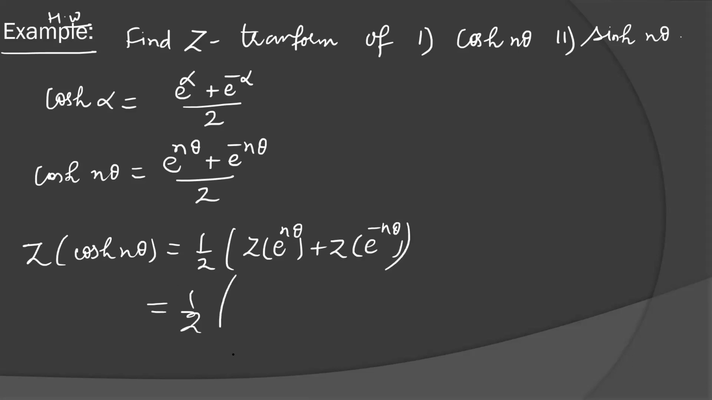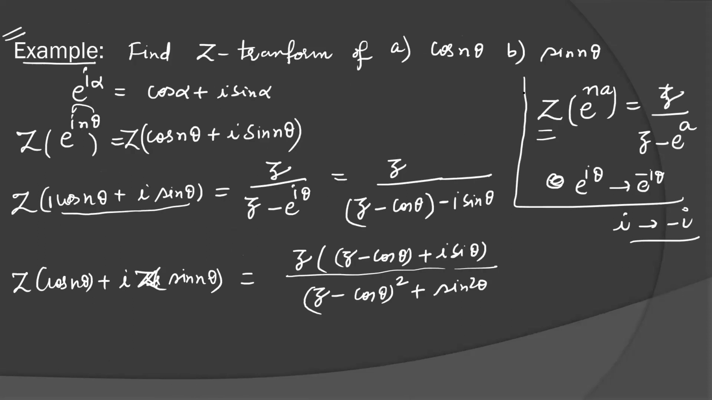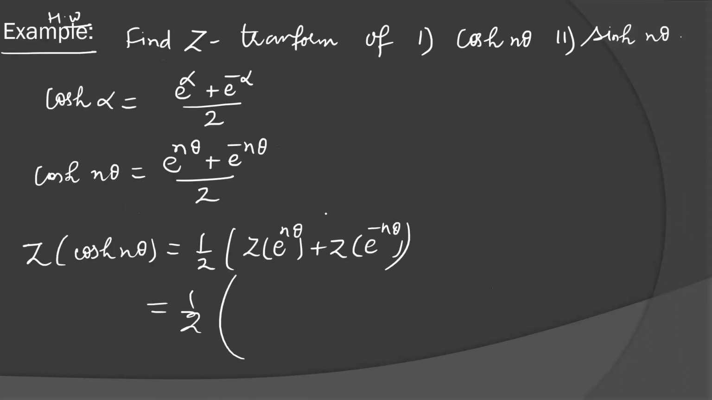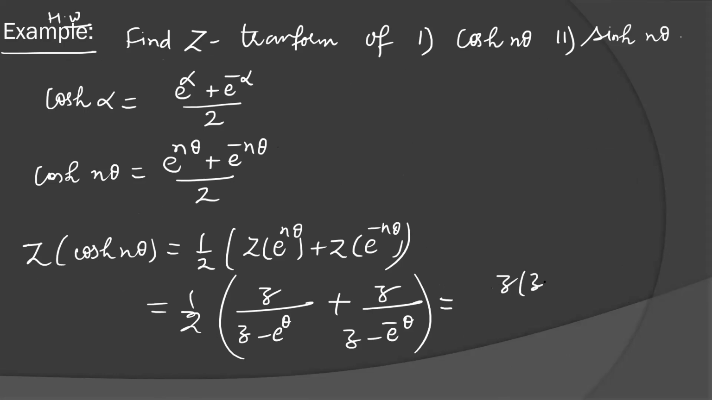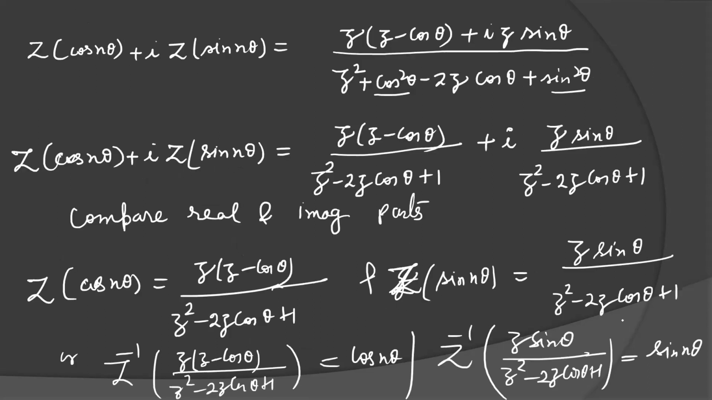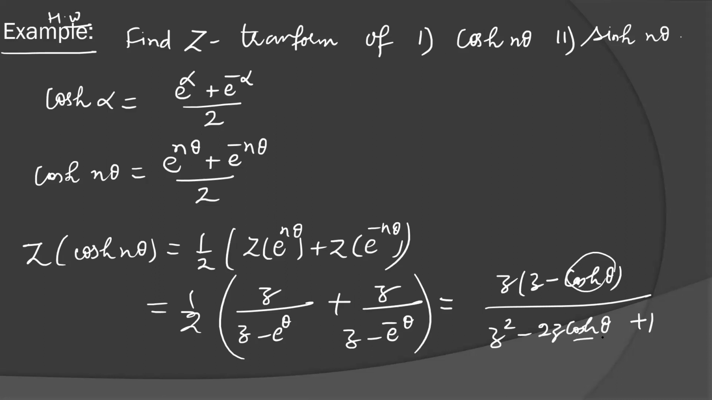Now use the property I told you previously, then you will get this is equal to z over (z − e^θ) plus z over (z − e^−θ). Now you simplify it, you will get this is equal to (z² − z cosh θ) over z² − 2z cosh θ + 1. So it is very similar to the cos nθ result.